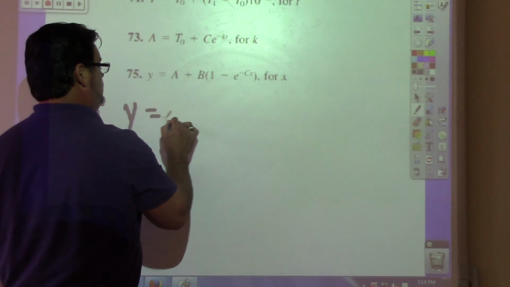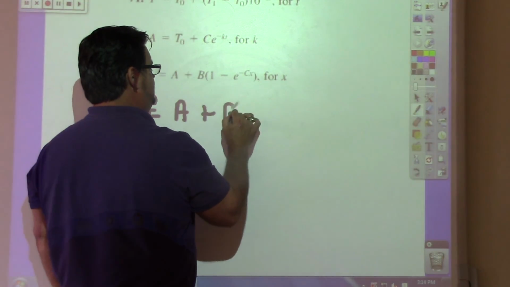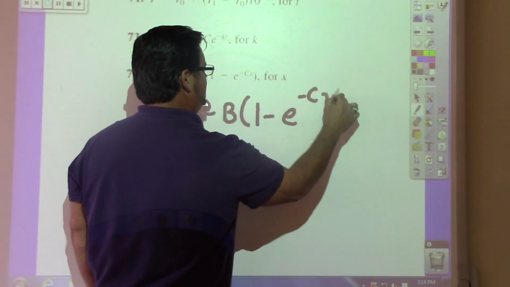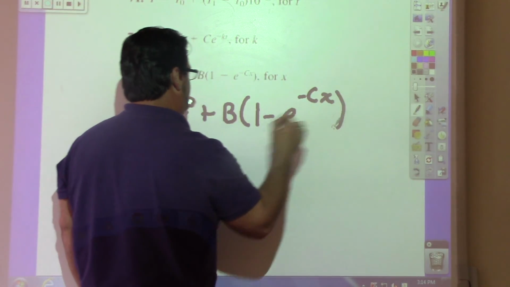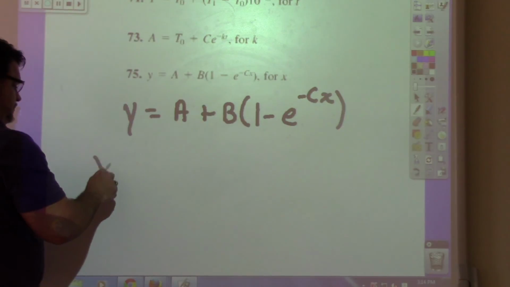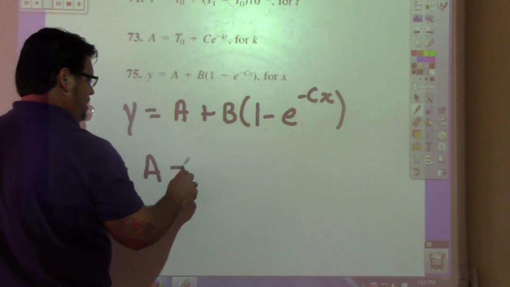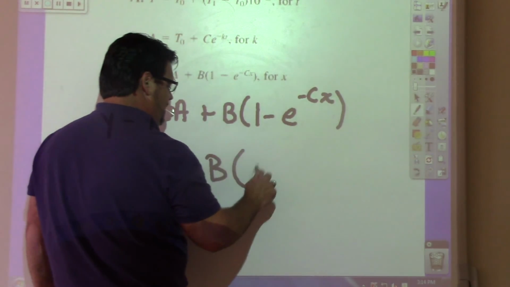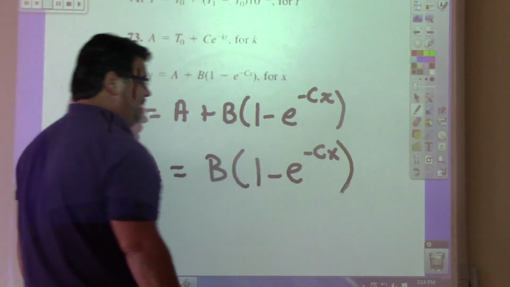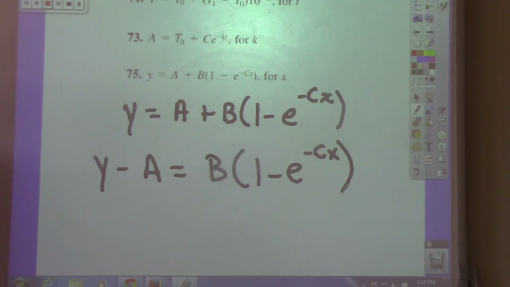y is equal to A plus B times 1 minus e to the negative CX. Right now I'm not even concerned about what we're solving for, because I have to uncluster some of this. The first thing I'm going to do is bring the A over. y minus capital A is equal to B times 1 minus e to the negative CX. I know it's not going to be solving for B, because that's too easy. That would be like pre-algebra.